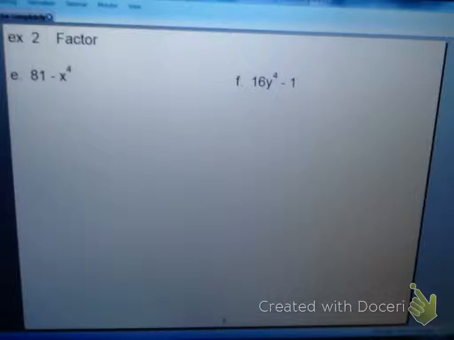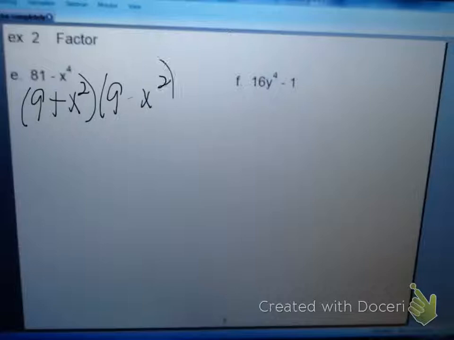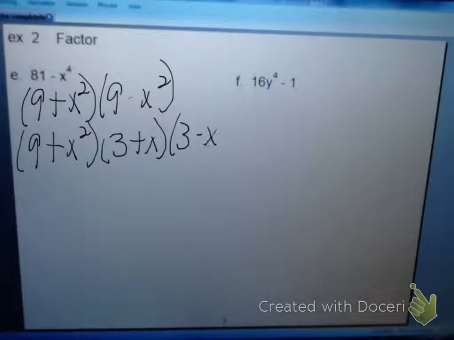Example 2, that's a difference of two perfect squares. 9 plus x squared times 9 minus x squared. 9 plus x squared, that is prime. You cannot do anything with that. 9 minus x squared, that's 3 plus x times 3 minus x.